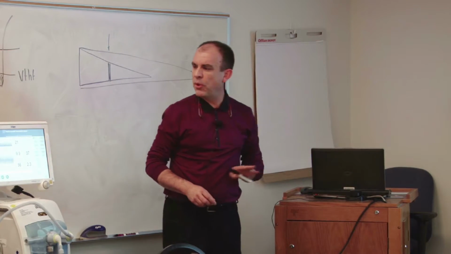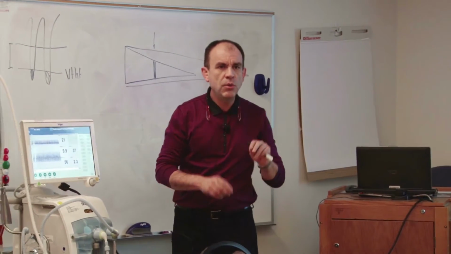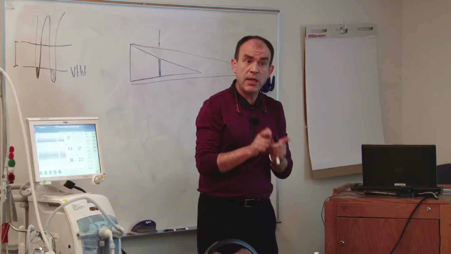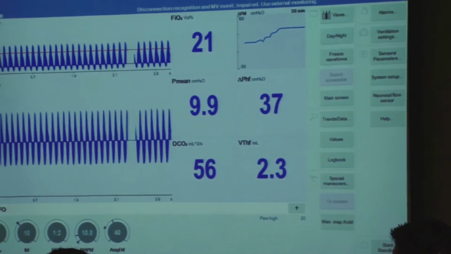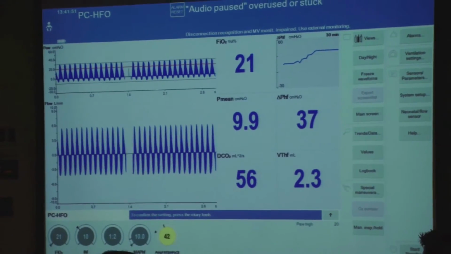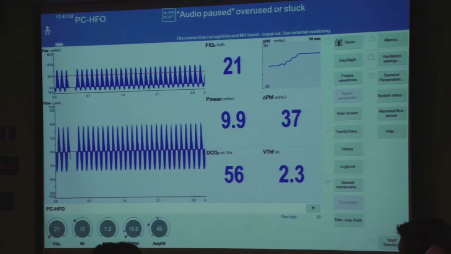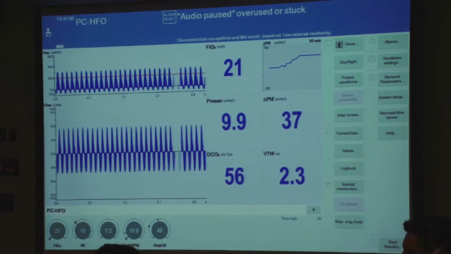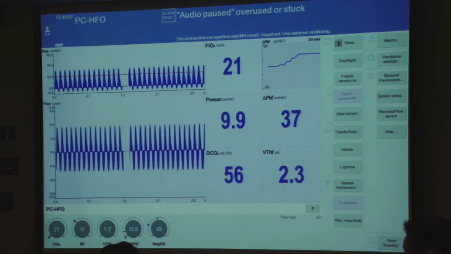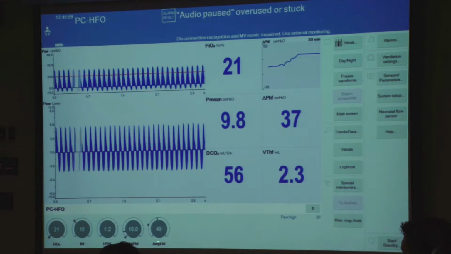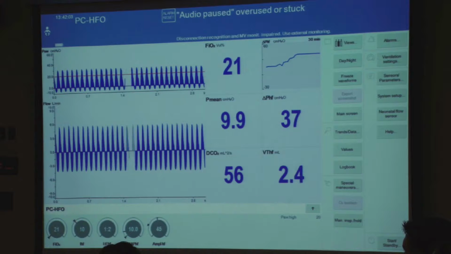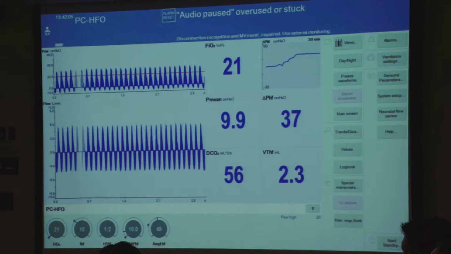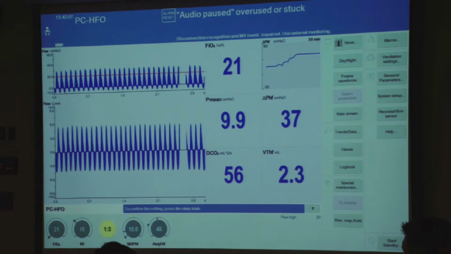I just want to show you, I know you're not allowed to change the IE ratio, but I want to show you one thing. We're maxed out here, so if I pump it up to 45, everybody close your eyes, and we've dialed in 45, and we have 37 here. So we're definitely maxed out. What happens if I go to 1 to 3?